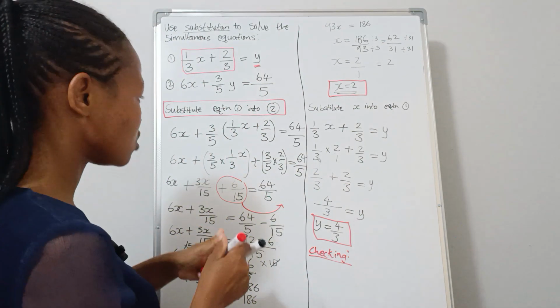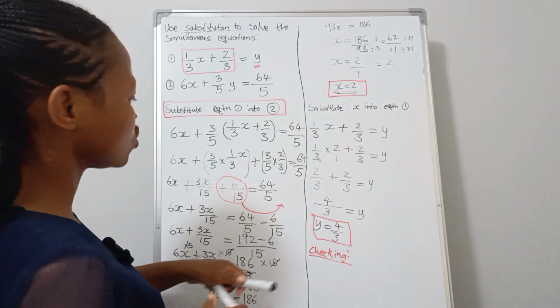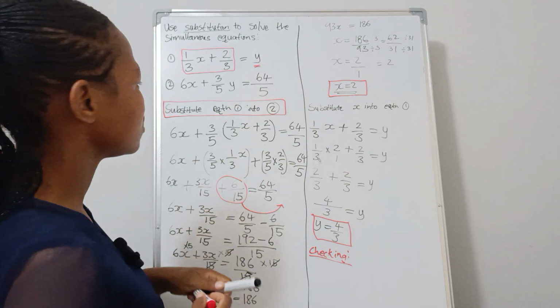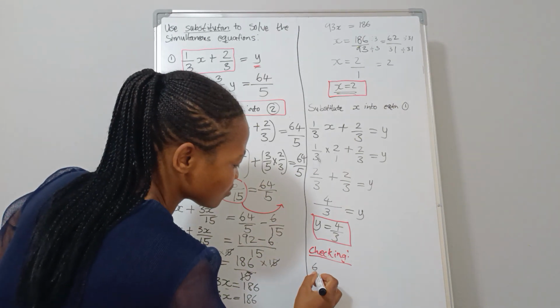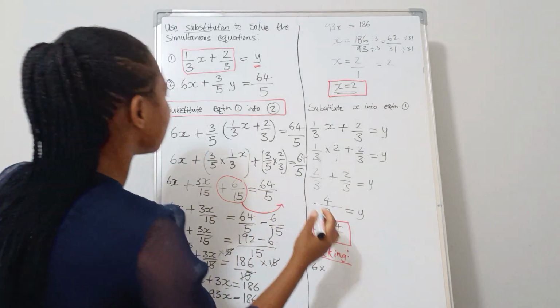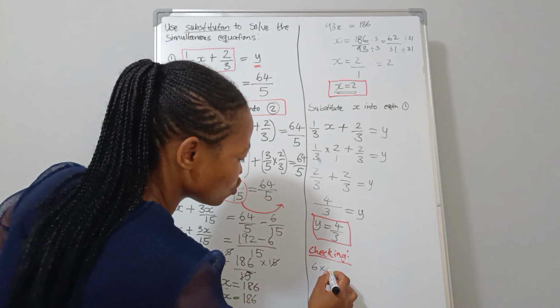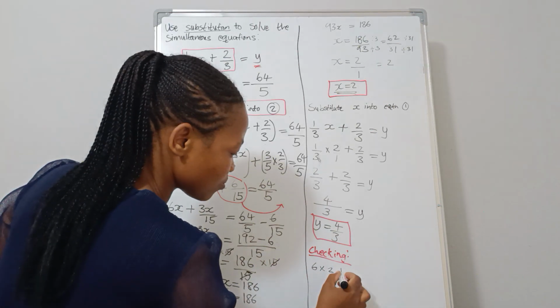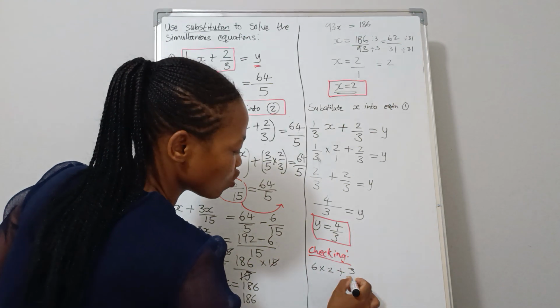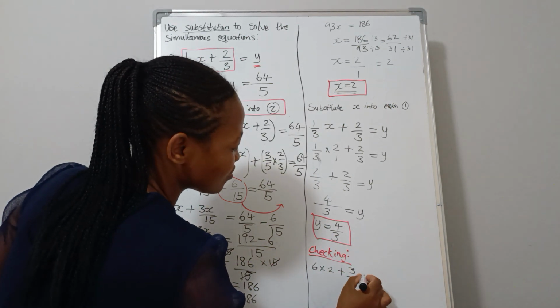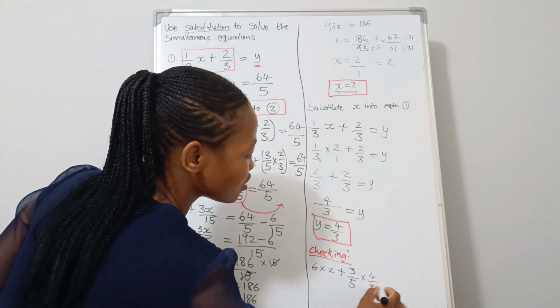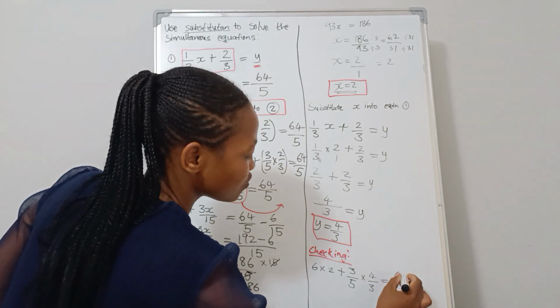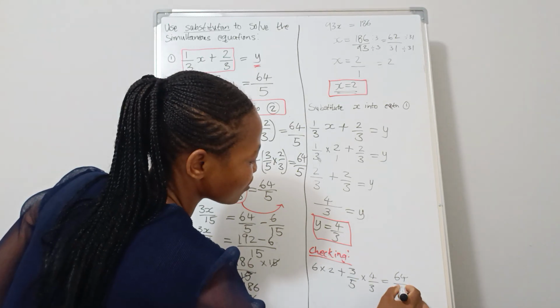So I'm going to pick an equation. Which one did we use here? We used 1. I'm going to pick equation 2. So I'm going to say 6 times, what is my x? 2, plus 3 over 5 times my y, which is 4 over 3, equals 64 over 5.